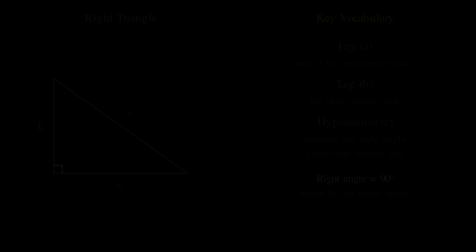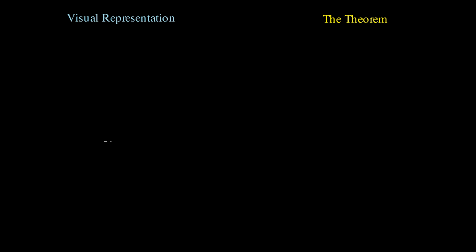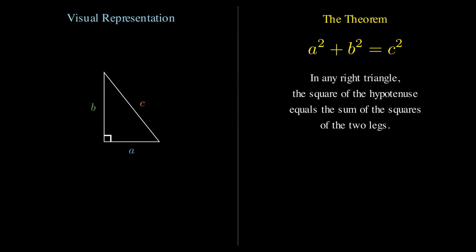Now here's the relationship between those three sides. The Pythagorean theorem states, a squared plus b squared equals c squared. This formula describes how the side lengths of any right triangle are connected.